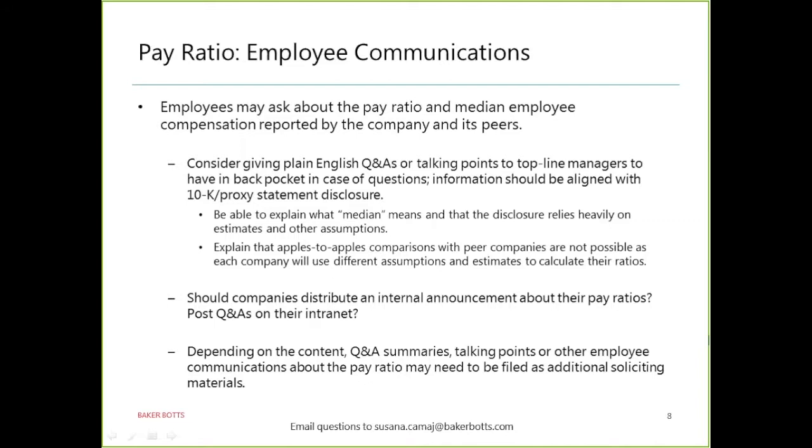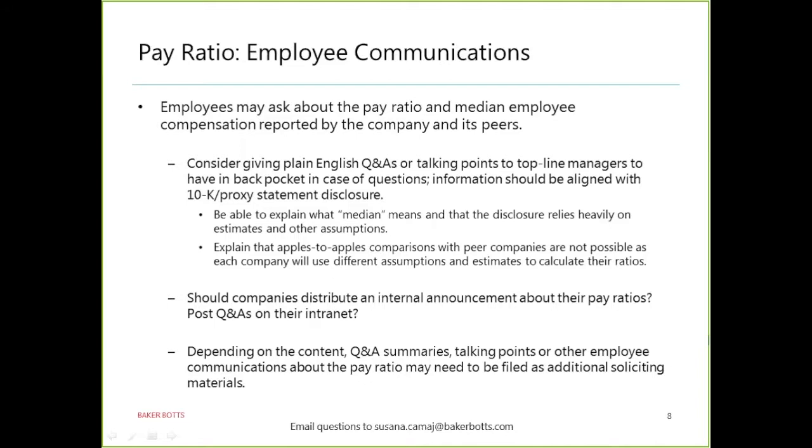One thing to keep in mind if you prepare Q&A summaries or talking points is to perhaps have your outside counsel or your legal department review it. Depending on what information is included in those talking points, they may be considered additional soliciting materials that should be filed with the SEC.